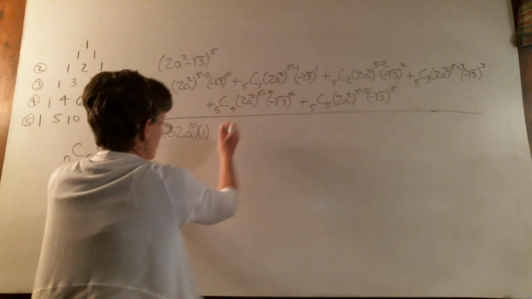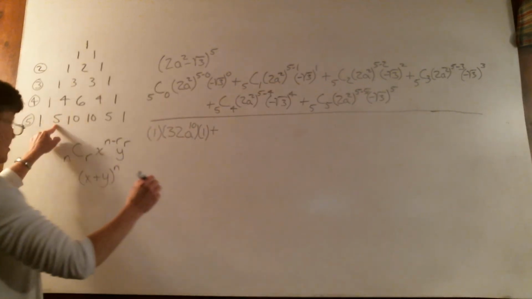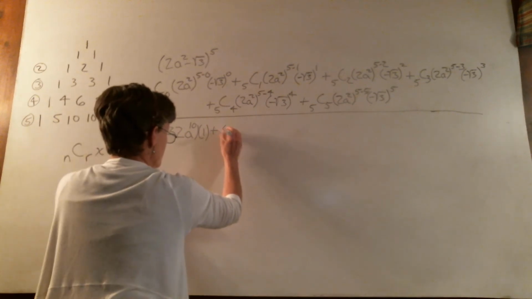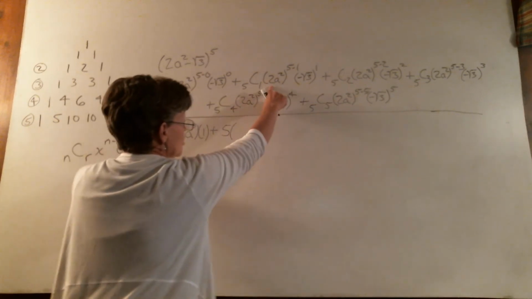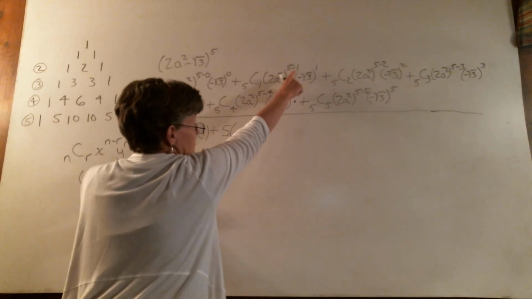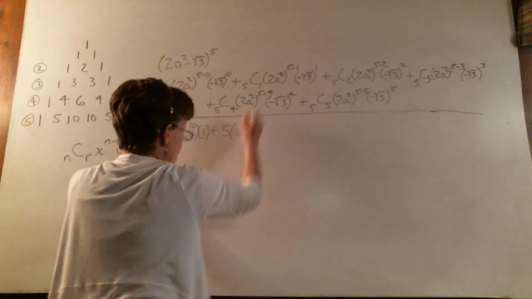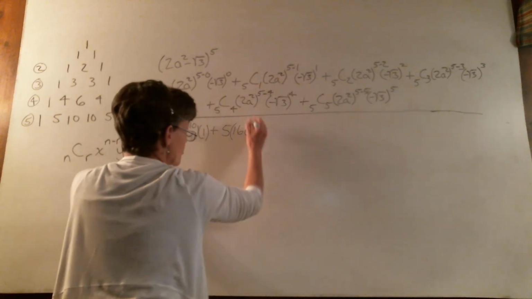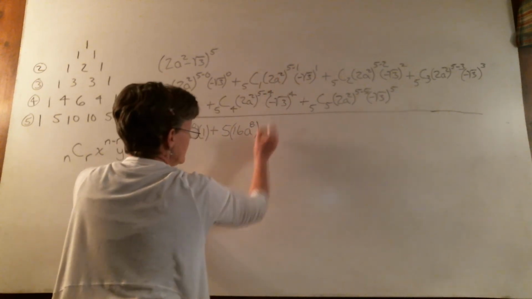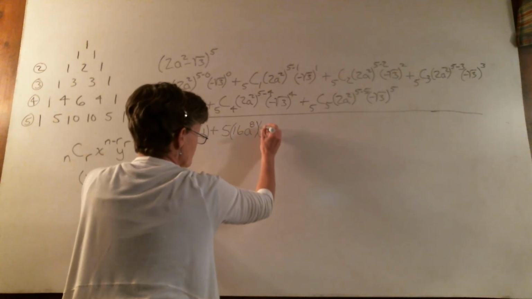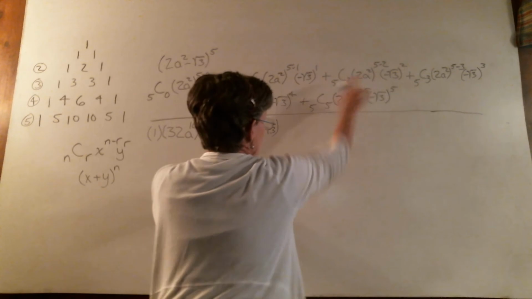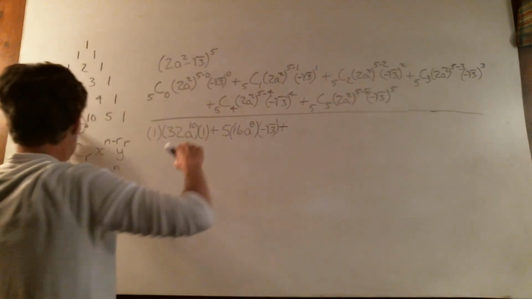The second term has a coefficient of 5. That's my 5C1. Okay. So coefficient of 5. And then 2a squared to the 5 minus 1, which is 4. So 2 to the 4th is 16. A squared to the 4th is a to the 8. And this time we have negative square root of 3 tacked on. All right, here's the next term. 5C2 is 10.